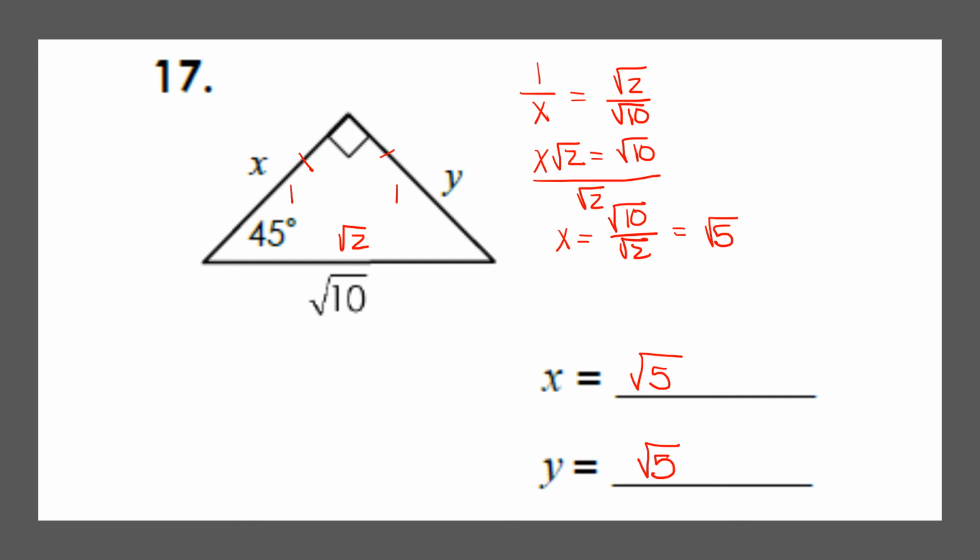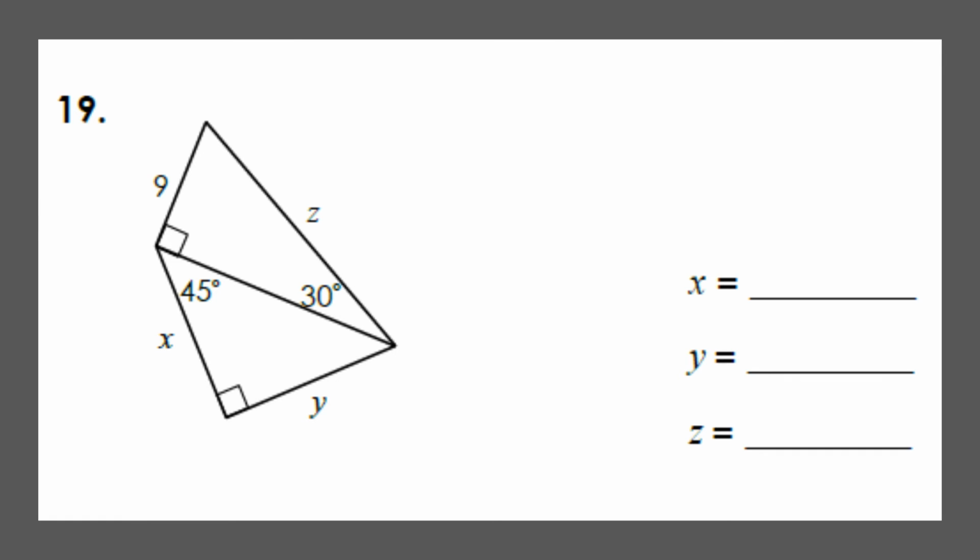Keep moving forward. Problem 19 combines both a 45, 45, 90 and a 30, 60, 90. On the 30, 60, 90, I know that my measurements are 1, 2, square root 3. On the 45, 45, 90, I know that they are 1, 1, square root 2. Okay, so I'm going to focus on z first because I see that I could find it pretty quickly by doing 1 over 9 equals 2 over z. And so then I would get that z equals 18.